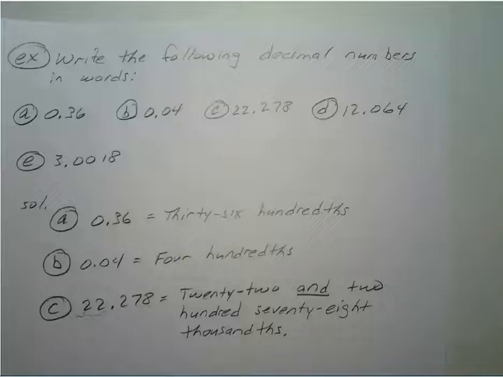Okay, remember, it's easy to want to make the mistake and say 278 thousandths, and that would be incorrect. The only and you're going to use when you're writing it out in word form is wherever the decimal is. You won't add an and anywhere else. So it would be 22 and 278 thousandths. If you're tempted to write an and anywhere else, the only and would be the decimal.